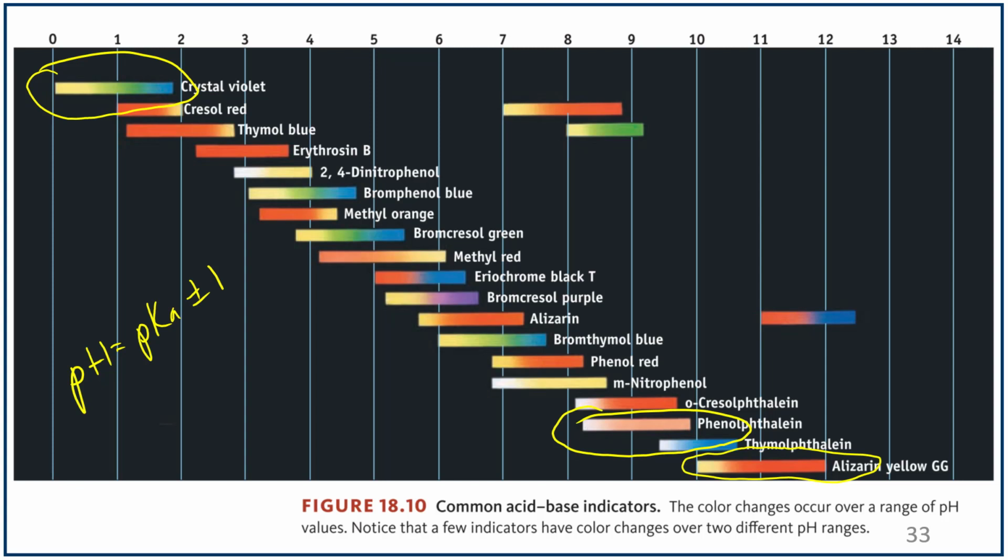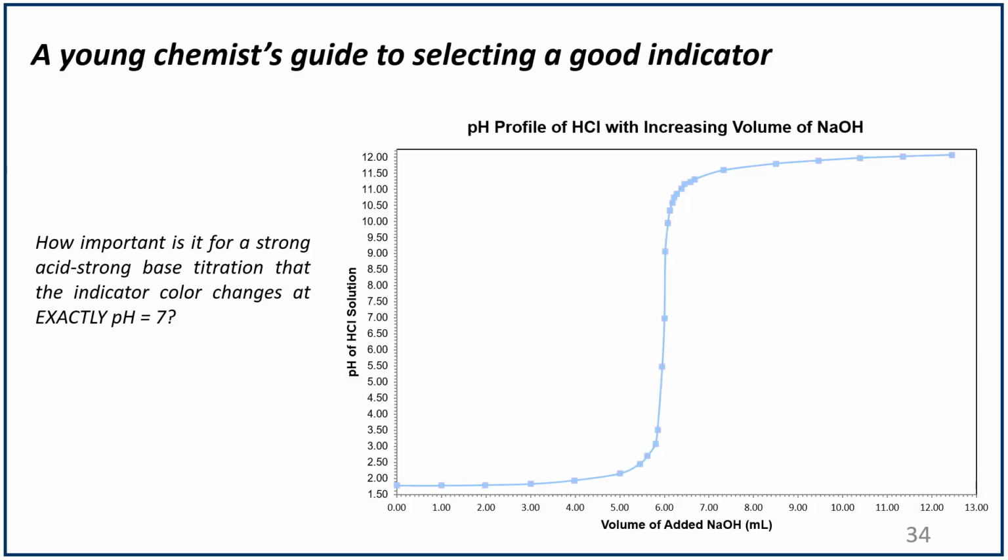Now, okay, how do we pick an indicator then? Let's consider two cases. So let's say, for example, if you are titrating sodium hydroxide into hydrochloric acid. At what point do you want the indicator to exactly change in color? Okay, so let's look at some values first.